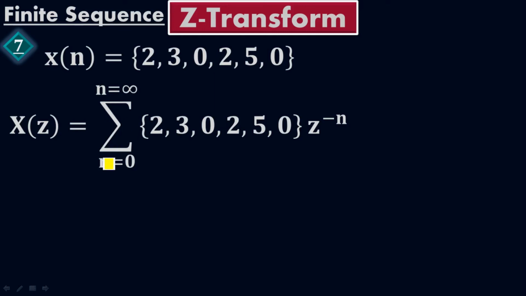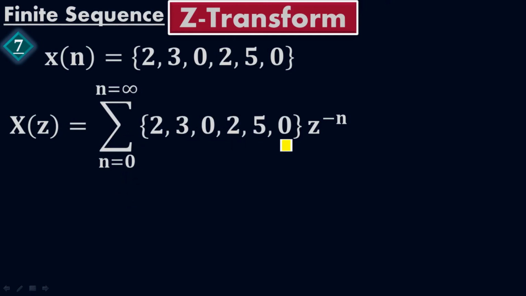When you look at the summation, I have n equals 0 up to n equals infinity. You can also put n equals -infinity up to n equals +infinity. It doesn't matter. Ultimately, we can see that my sequence is a finite sequence. So we pretty much care about x of n. We don't care whether you have n equals 0 up to n equals infinity or n equals -infinity up to n equals +infinity.